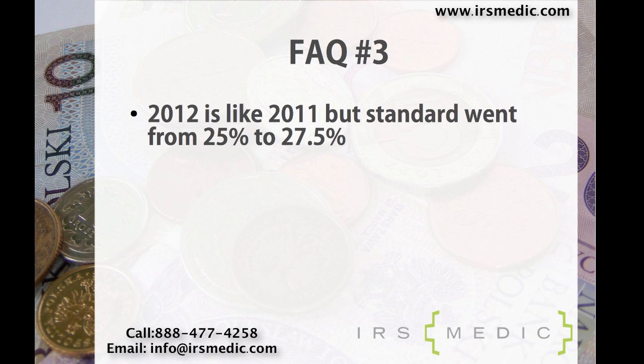So the 2012 is a lot like 2011. But the standard penalty went up from 25 to 27.5%. My guess is the 2012 rules will be around for a while because the IRS has a huge amount. I think now they understand how many more people are going to be coming forward, and that so many people were making innocent mistakes.